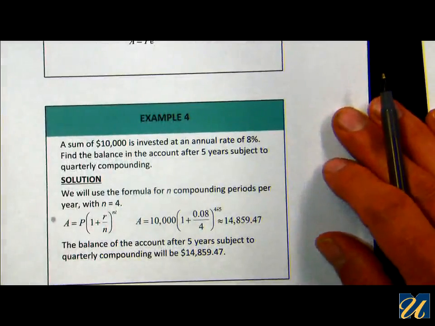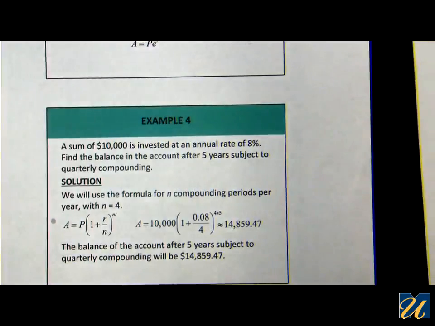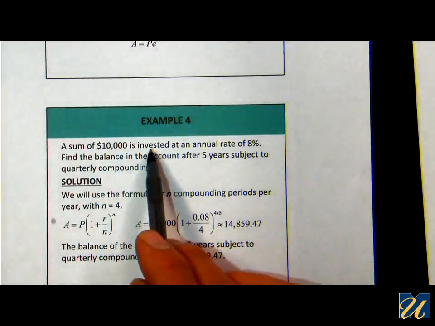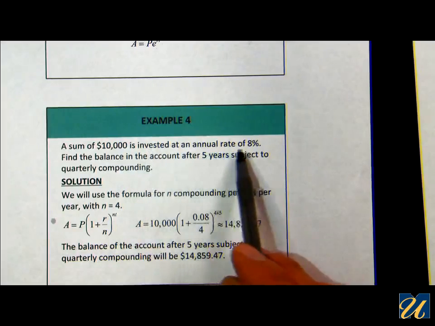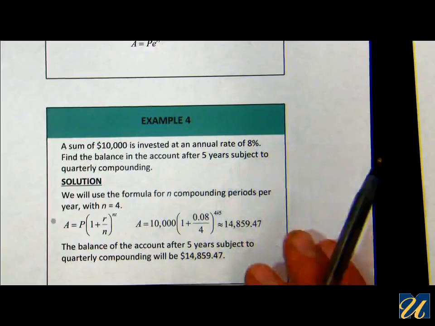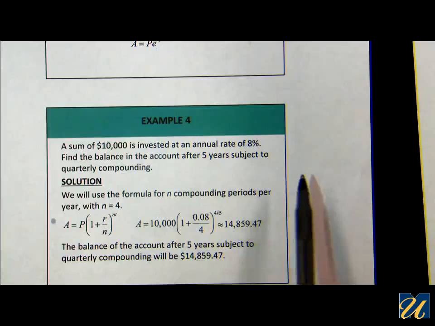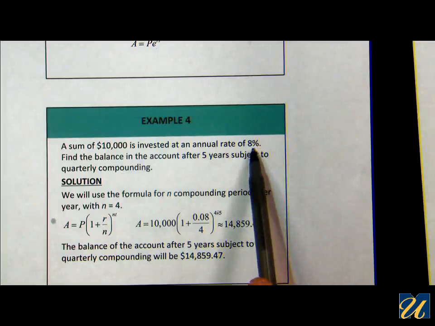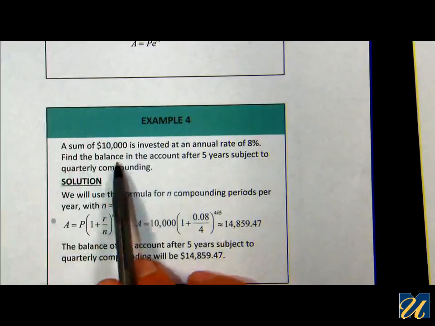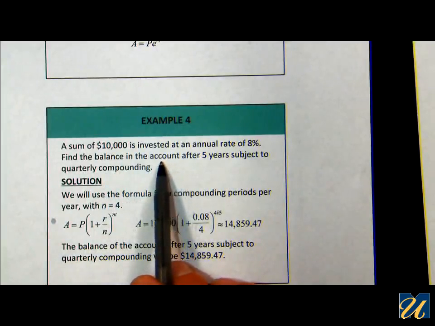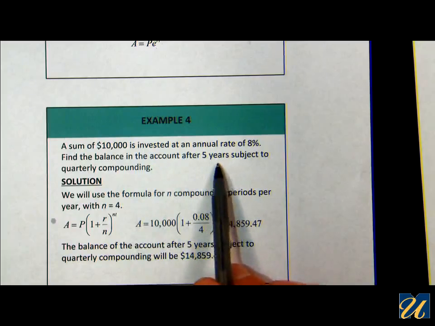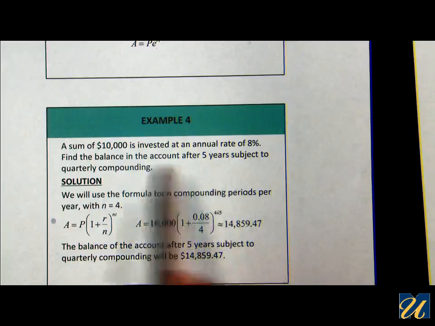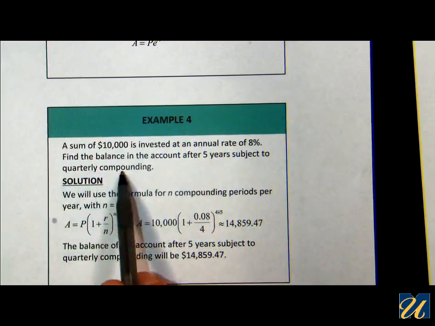Example 4. Let's take $10,000 to invest. That amount is P, your principal, at an annual interest rate of 8%. Remember that we have to have R in decimal form, so in the formula, we'll write this as 0.08. Find the balance in the account, that's the A, the amount that you'll have in the future. After 5 years, that's the value of t, subject to quarterly compounding.